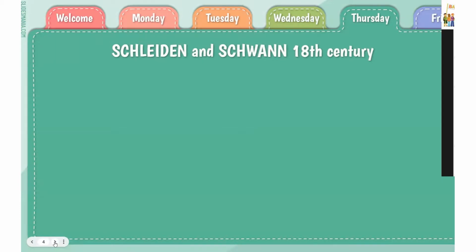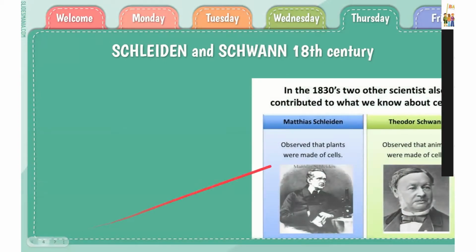But in the 18th century, Schleiden and Schwann came in and they said, come on, do you know that all the plant cells are made up of cells and all animal cells are made up of cells? In the 1830s, two other scientists: Matthias Schleiden observed that plants were made up of cells, and Theodor Schwann observed that animals are also made up of cells. So this is their contribution.